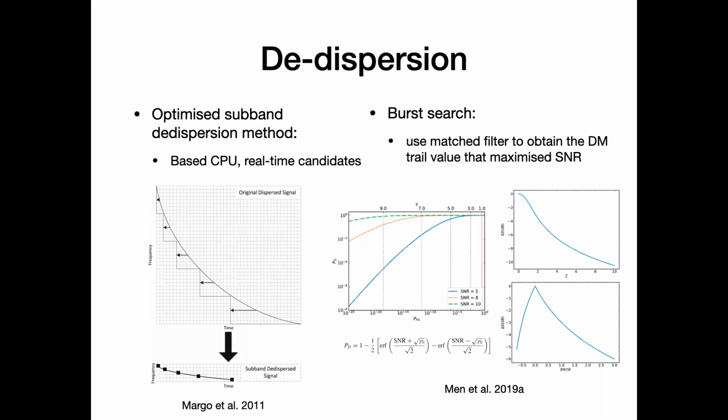After that, we did de-dispersion, and we used an optimized subband method, which is based on CPU, and it can produce real-time candidates. It's not coherent, but for a repeating FRB, as we know the DM value, that dispersion is enough to help us get the right DM value. Once you do such subband dispersion, you will get the candidates. We use a match filter to obtain the right DM value, maximizing the signal-to-noise ratio.